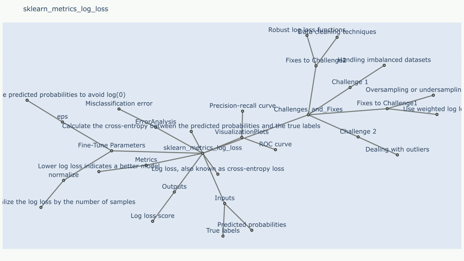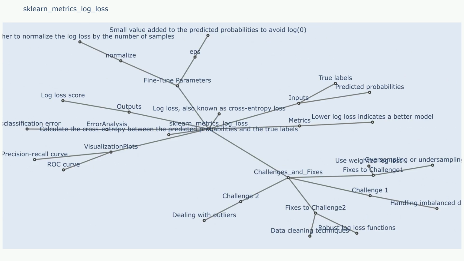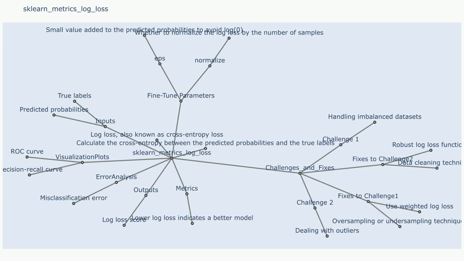Challenge 2: log loss can be difficult to interpret for multi-class classification problems. Sample use case that resulted in challenge 2: it is not always clear how to interpret the log loss value for a multi-class classification problem with more than 2 classes. Fixes to challenge 2: one approach is to use a visualization tool to plot the log loss value for each class. This can help to understand the relative performance of the model for each class.